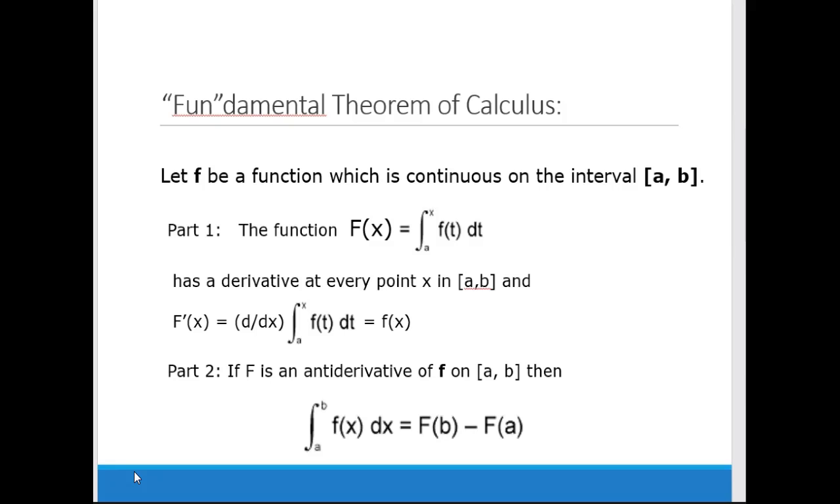So the way the fundamental theorem of calculus is taught is we typically start with part two. And we relate it to rates in and rates out.